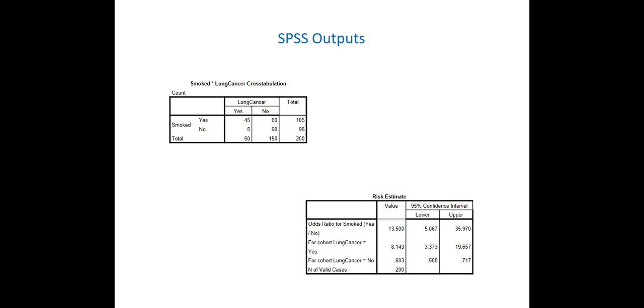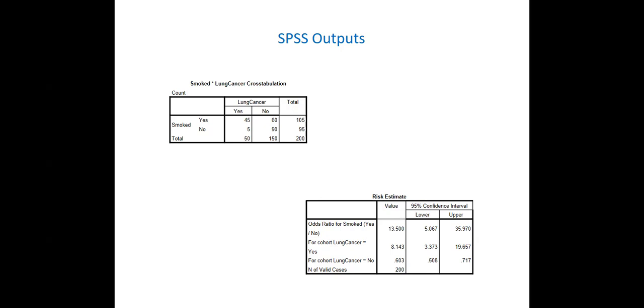But it's you, when you are doing your study, that will say, oh, this study is case control, so it is the odds ratio I'm using here. Or, this study is a cohort study or experimental, so it is the relative risk I'm using. If it is case control, I'm using odds ratio.